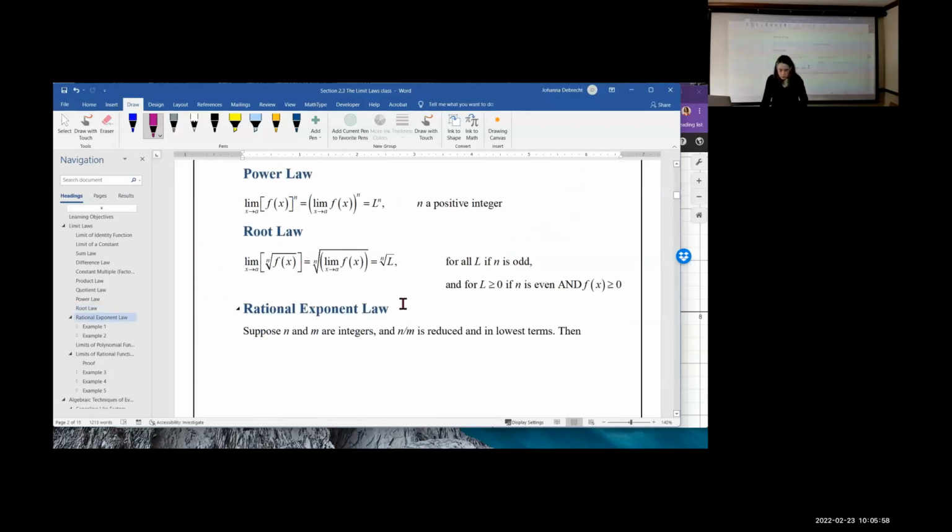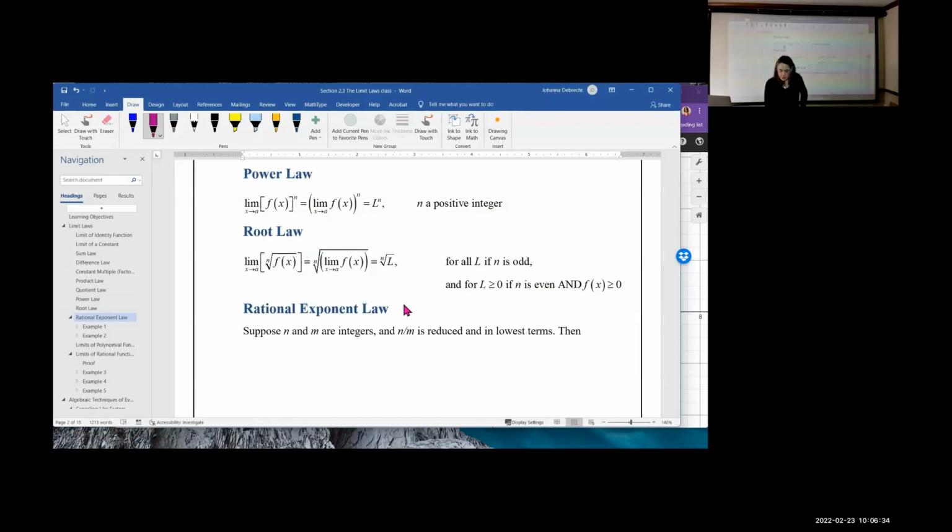The power law and the root law are also things that we can do with limits that we cannot do with the derivative and we cannot do with the integral. In fact, the only things that we can do with the derivative and integral that we can do with the limit are the sum rule, the difference rule, and the constant multiple rule. So I guess 3 things. We can do those with derivatives and integrals as well. And that's it. But the limit has a lot more properties that it's allowed to do.